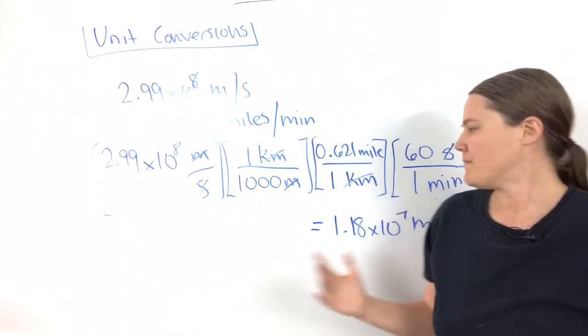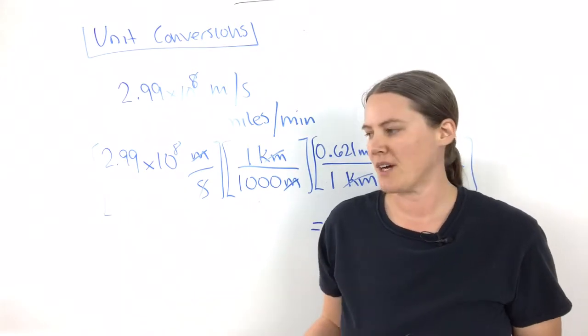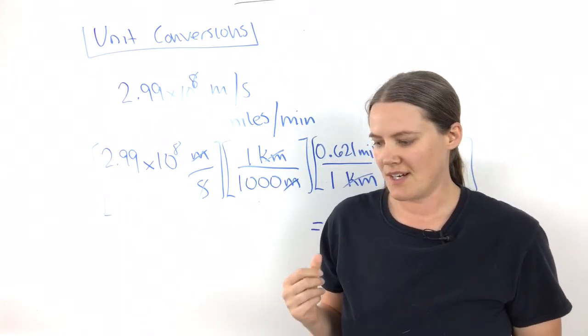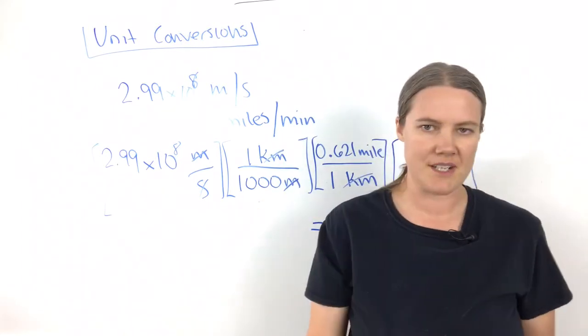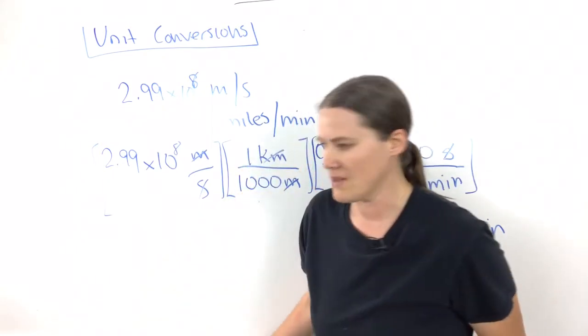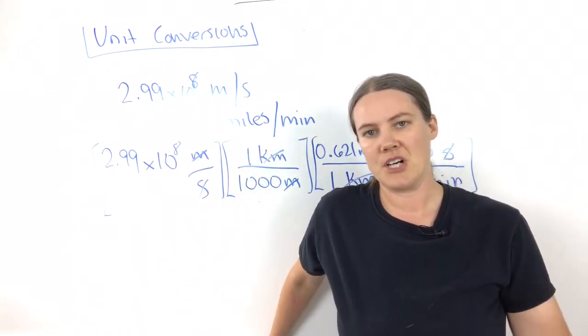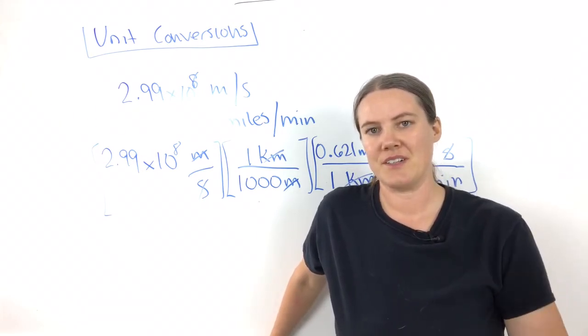So that's just some examples of different types of unit conversions you might run into. Unit conversions, you pretty much use this method for all of them. You just need to figure out what your unit is, what you want to convert to, and then figure out what the conversion factors are to get from the unit you have to the unit you want.